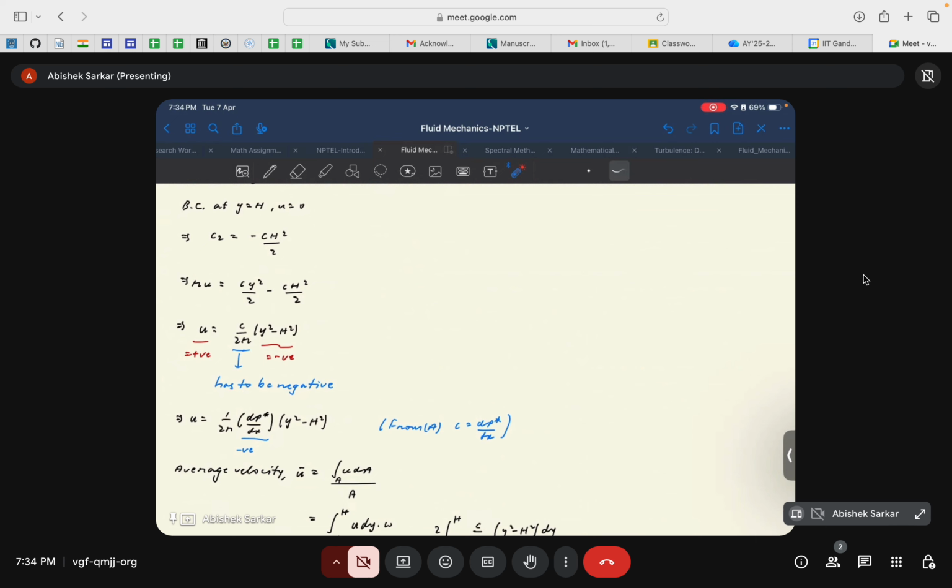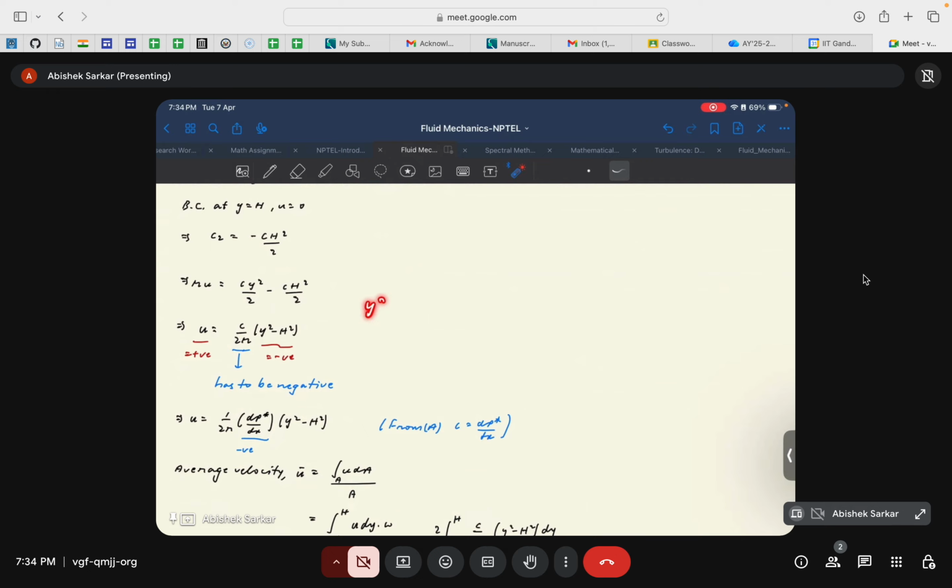Now the critical part. Let us consider that our flow is along the positive x direction. So u is along the positive x direction. In that case, it implies that u has to be positive for the flow to occur in a positive x direction. So we take u as positive.